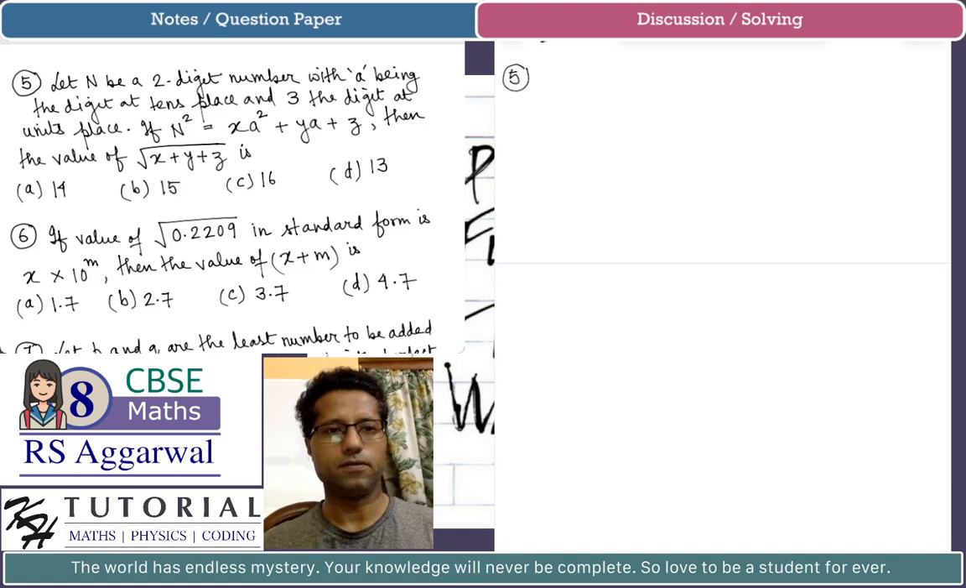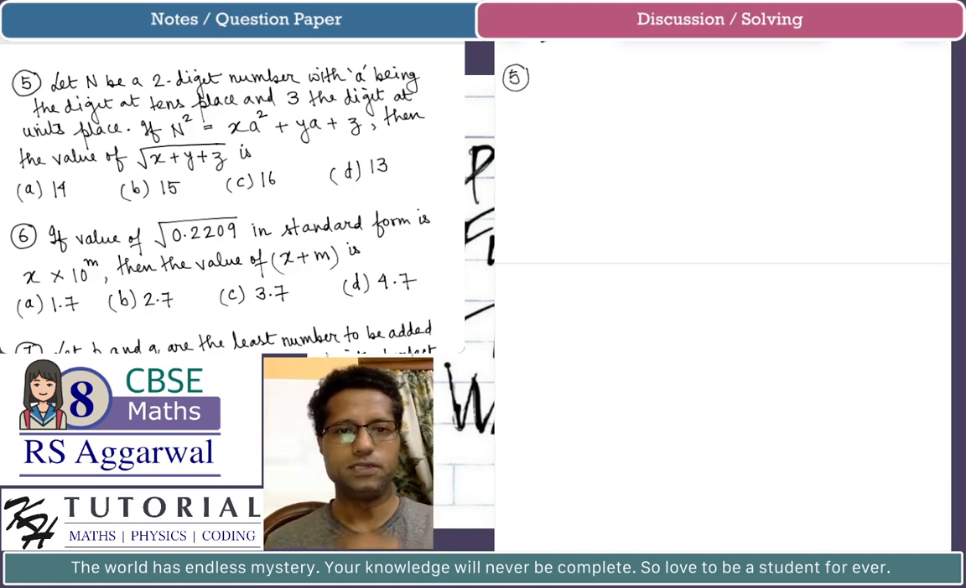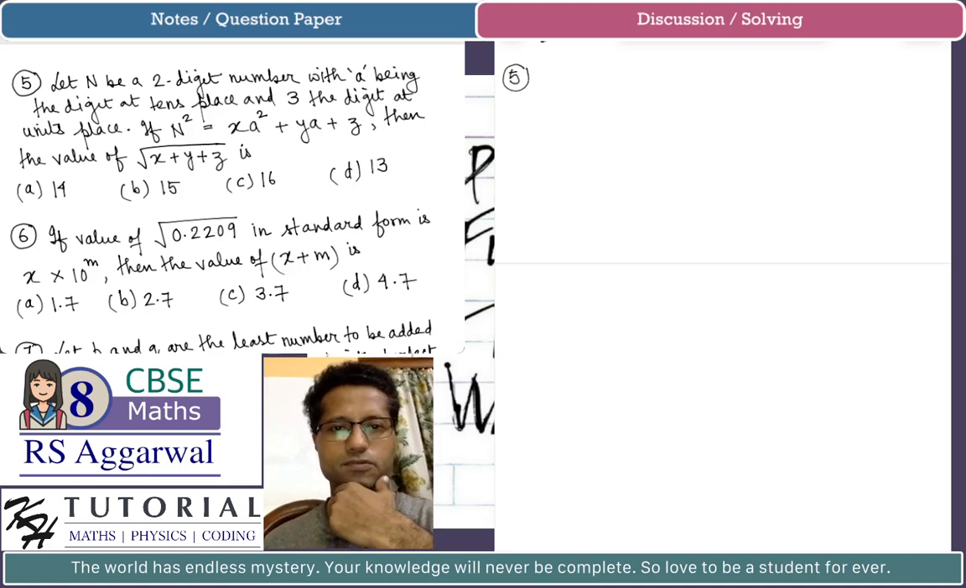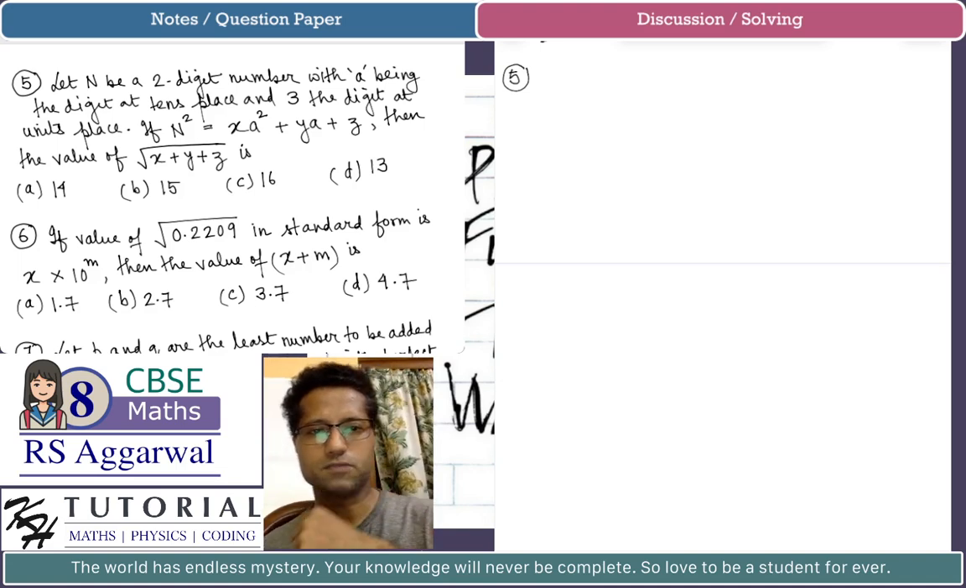Problem number 5 says: let n be a two-digit number with a being the digit at the tens place and 3 the digit at the units place. If n square equals x a square plus y a plus z, then find the value of the square root of x plus y plus z.